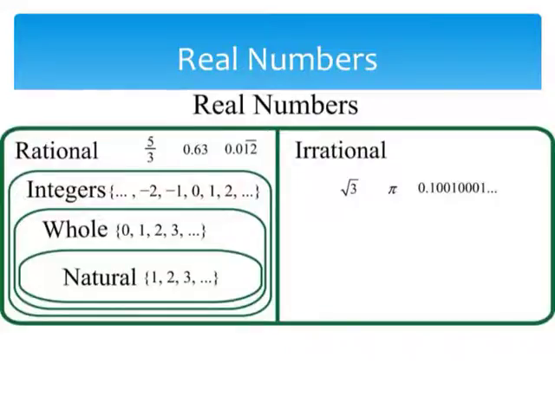Okay, so we're going to break the real numbers down into rational or irrational numbers. Then within your rational numbers, you've got natural, whole, integers, and then your rational. So if I work on the inside out, natural numbers are also whole numbers. Your whole numbers are part of your integers, and your integers are part of your rational numbers.